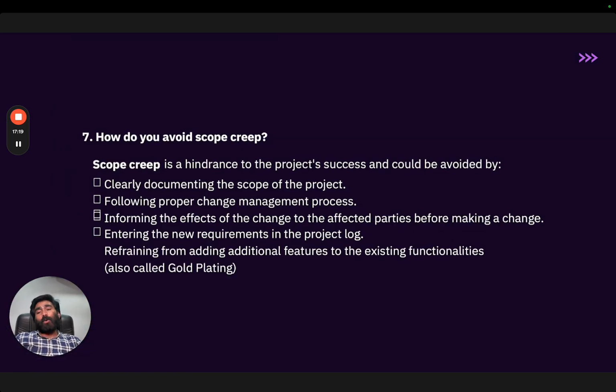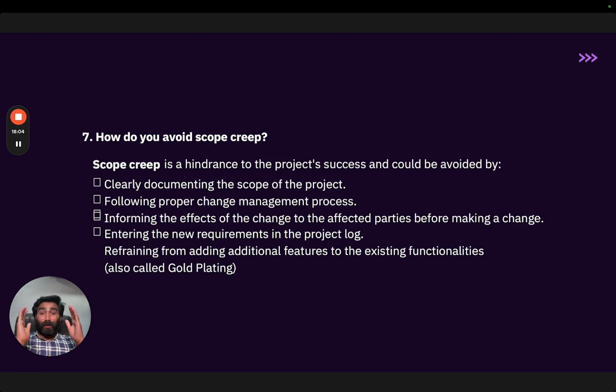All right, then question number 7, how do you avoid scope creep? See, scope creep is kind of a big barricade, I would say, to project success, and it could be avoided. Sometimes of course you cannot avoid it, but sometimes you can, right? So how can you make sure? Make sure you have documented everything from the beginning. Everything means everything. Even if you see a small change, don't ignore that change. Record it, send it across to all the stakeholders, and ask them to approve it from time to time.